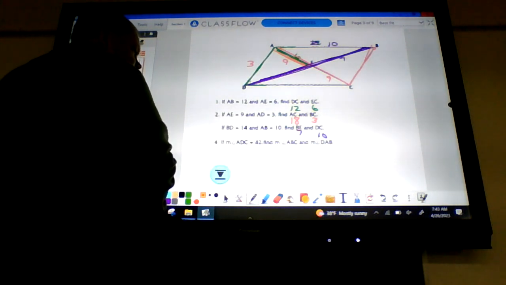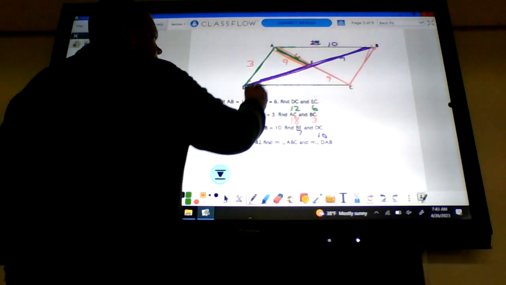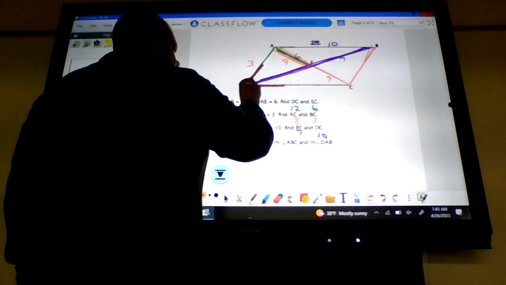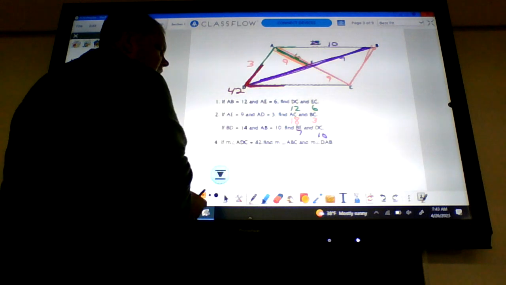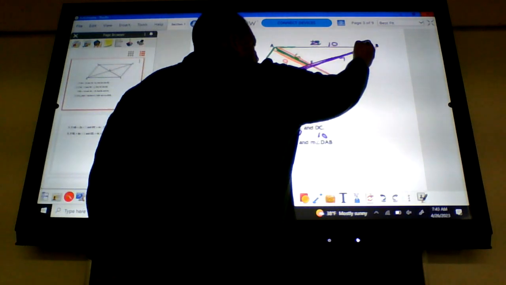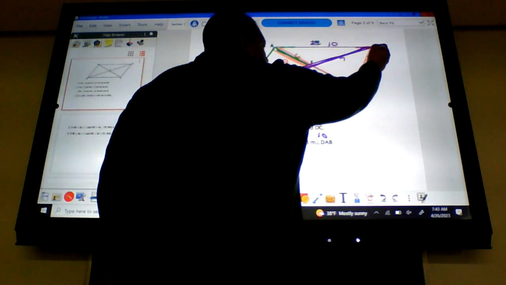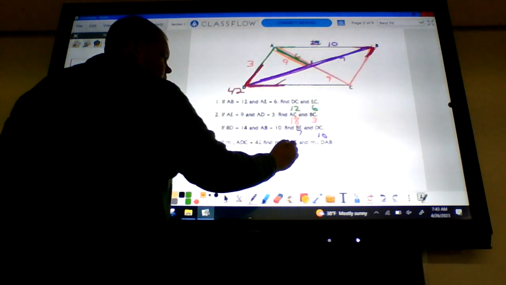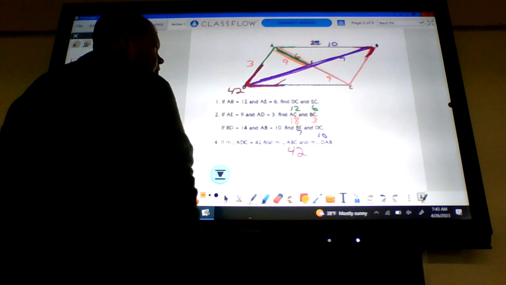The final part talks about angle ADC. Now, angle ADC is my big angle down here. So this big angle is 42 degrees. Okay, I want to find the measure of angle ABC up here at the top. Well, those 2 angles are across from each other. They're opposite from corner to corner. So angle ABC will be 42.